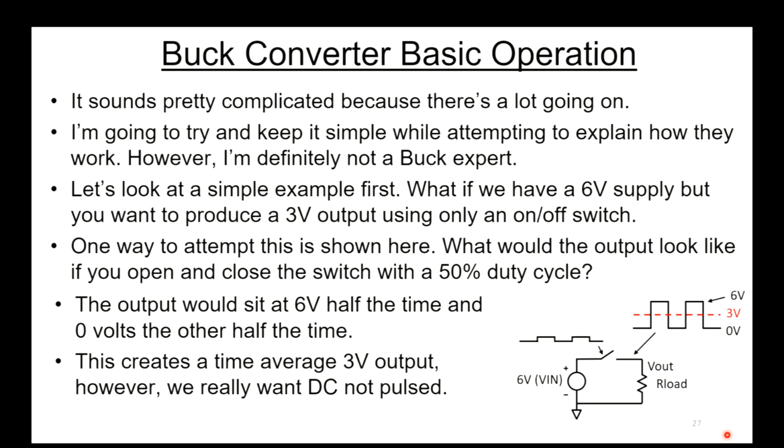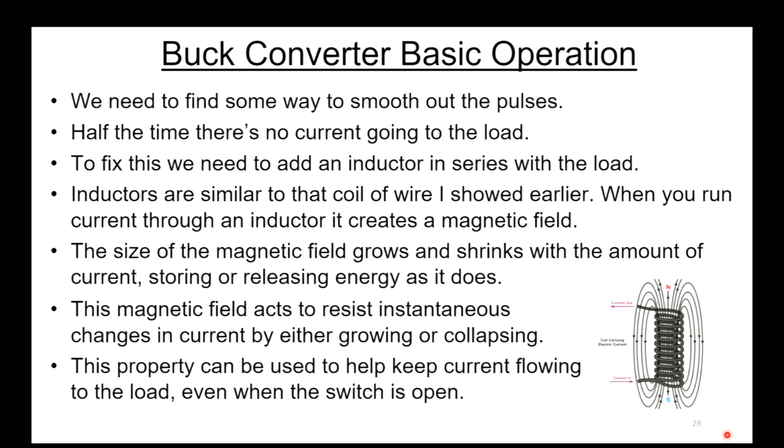So we were able to take our 6-volt and convert it to a 3-volt signal just by opening and closing a switch. However, it's time average. We really want DC. Something like this might work if you're controlling the speed of a fan in a computer or maybe dimming a light bulb. But what we want is really DC. We need to find some way to smooth out these pulses. Half the time, there's no current going to the load when the switch is open.